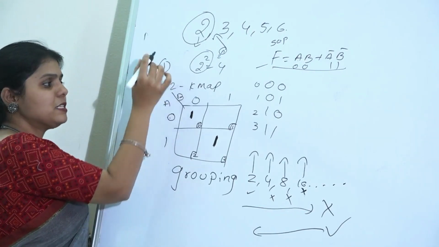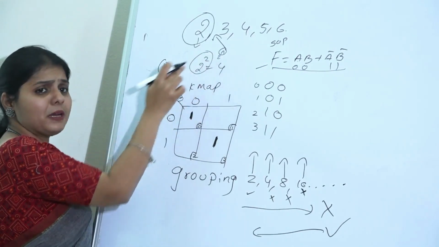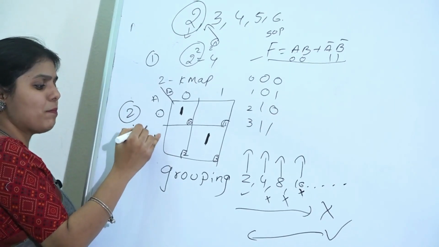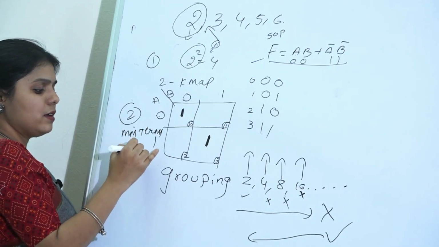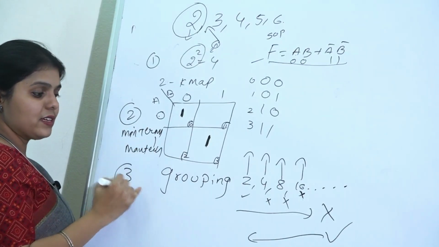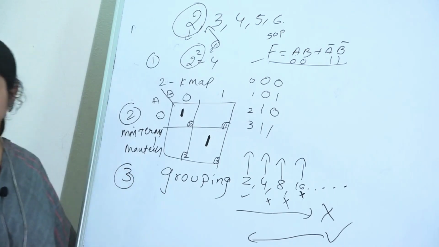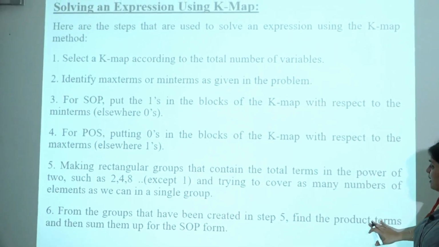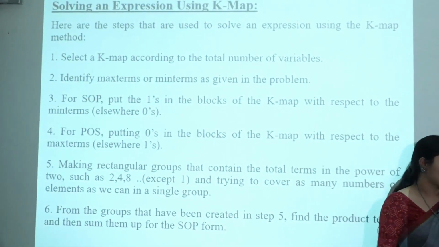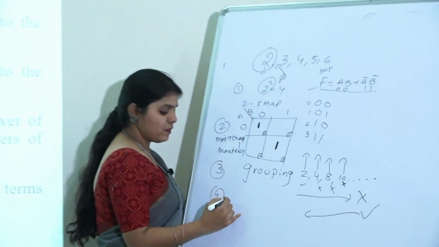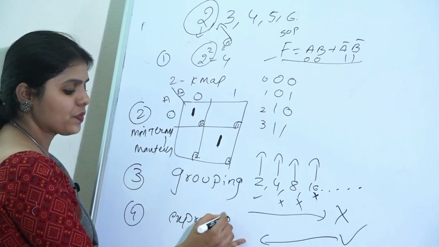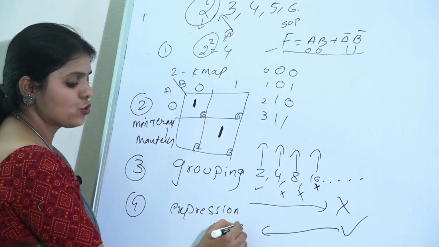First thing is, choose the K-map depending upon the number of cells. Second thing is, place your min terms or max terms inside that, and third thing is you have to perform grouping. Next, after you are done with that, form the groups that you have created and try to find the minimum SOP form. Once you are done with grouping, we will give the expression for each group.